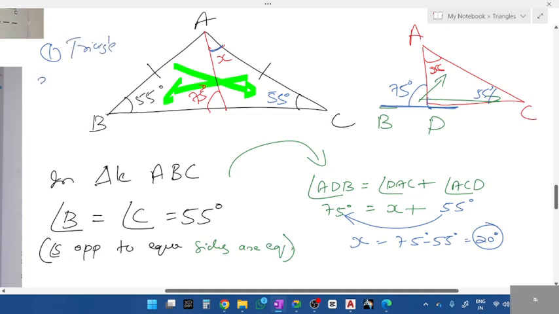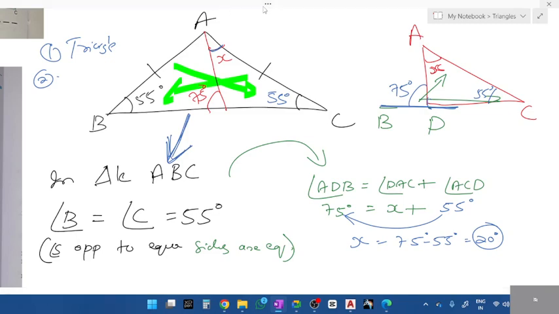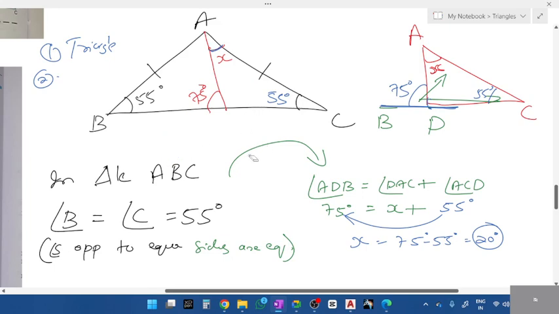Next, in triangle, I taught you different types of triangles. What kind of triangle is this ABC? Isosceles triangle. Apply the isosceles concept. As soon as you say isosceles, look here. If you apply the isosceles concept, angle B is equal to angle C, 55 degrees. Then, where is angle X present? In the first triangle or the second triangle? It's present in the second triangle.